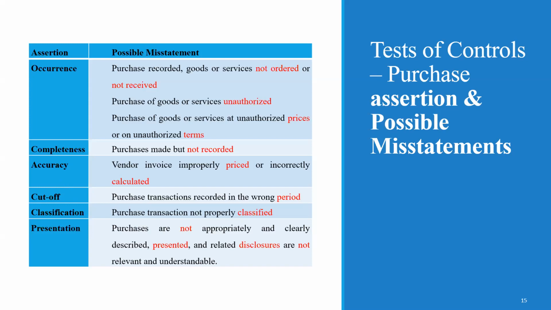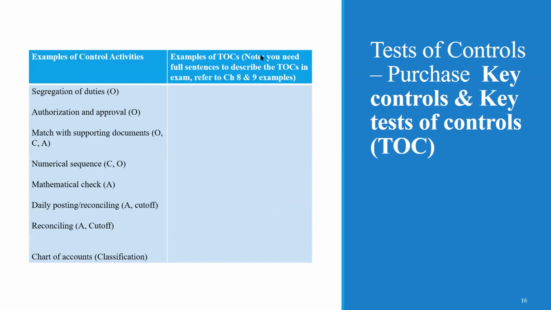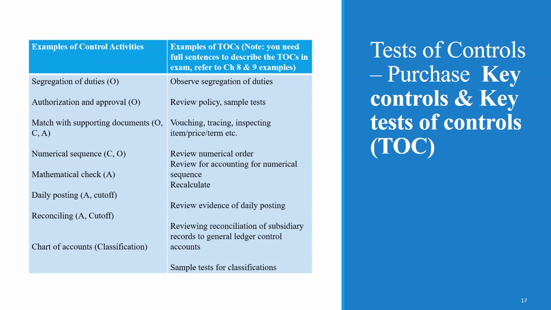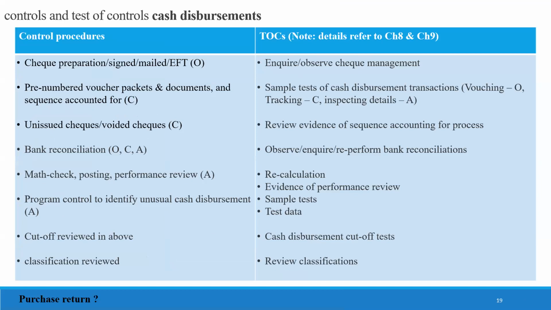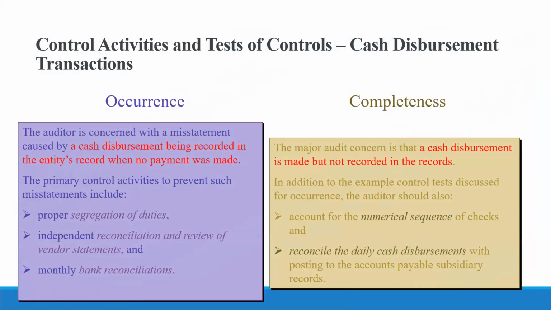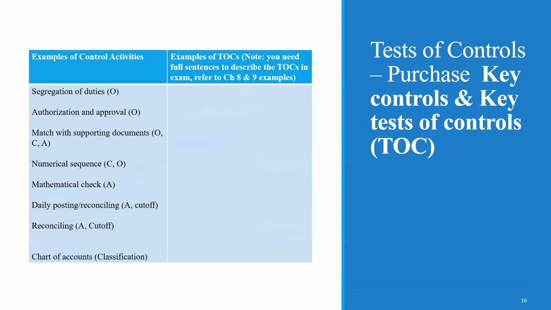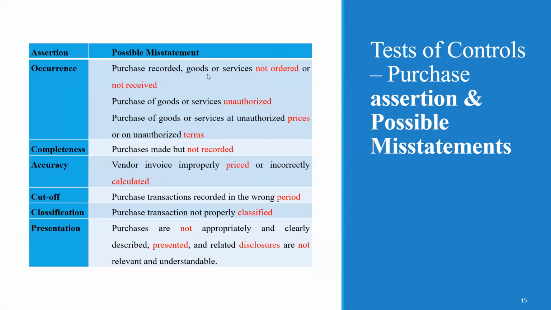Okay, accuracy. Remember here we are talking about purchase and cash disbursement together. What we discuss covers this page, this page, this page, and also the cash disbursement one. I leave those pages for you to read after class, but here I want to discuss the possible designs of test controls with you together.